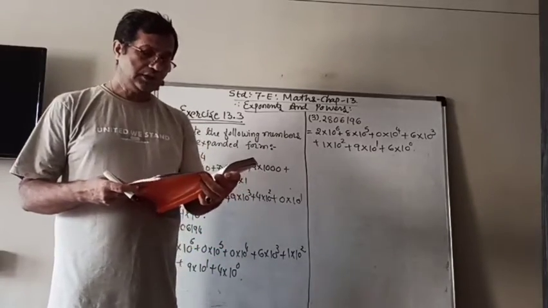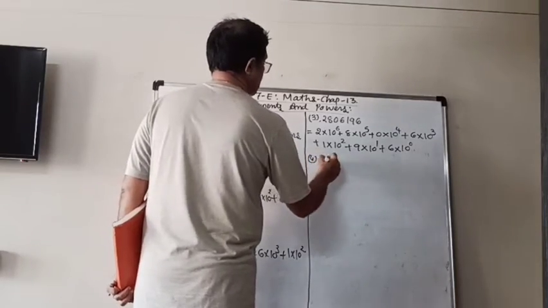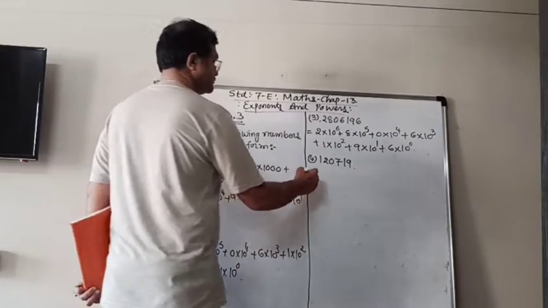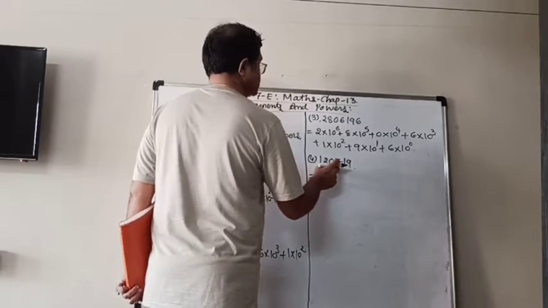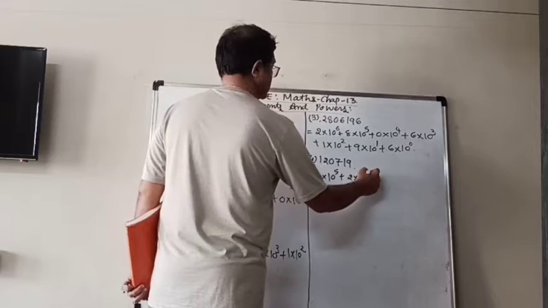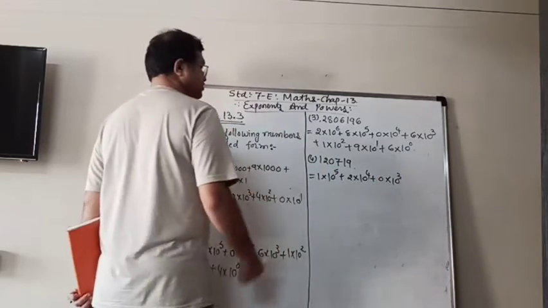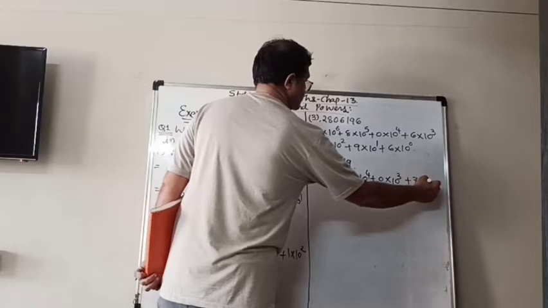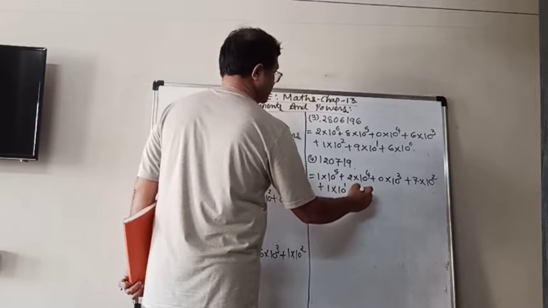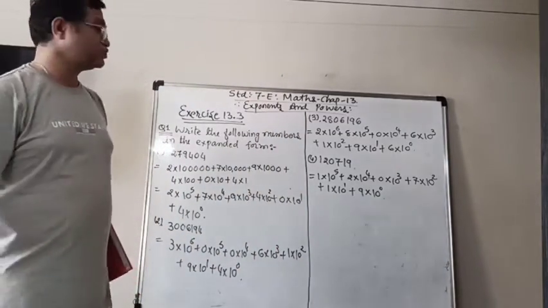Let's take the fourth one. 120719. Now here 1 is in the leftmost place, so 10 raised to 5, then 2, one power less, means 10 raised to 4, plus 0, another less, so 10 cubed, 7, 10 squared, 1, 10 raised to 1, plus 9 multiplied by 10 raised to 0.